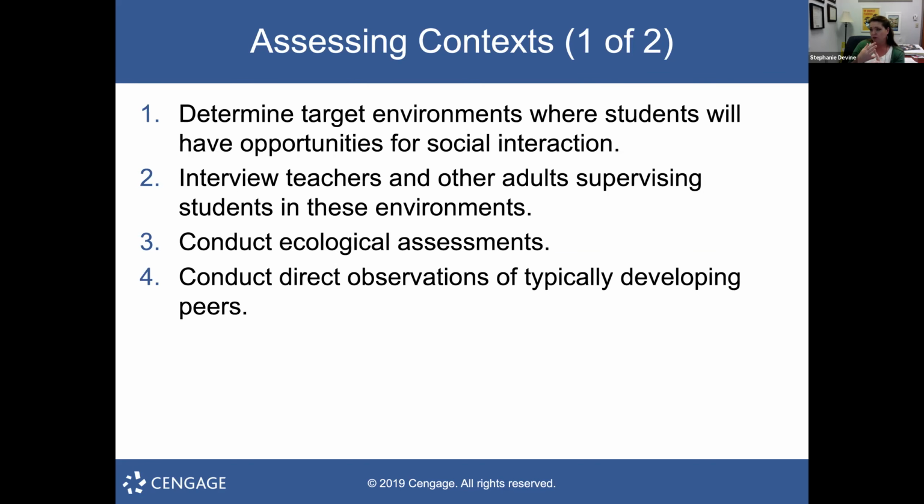Because you need to know what that teacher or other adult expectation is. And then what is the nature of peer interactions in that environment? Because those are going to be 2 different things, right? We have an adult or like an authority figure structure, and then we have the peer structure. And what are the social expectations in each of those? And then you want to conduct some direct observations of the typically developing peers, because you want to see how they're acting in those environments, what you're seeing from them, because that's what you're going to use to gauge what you teach your student.